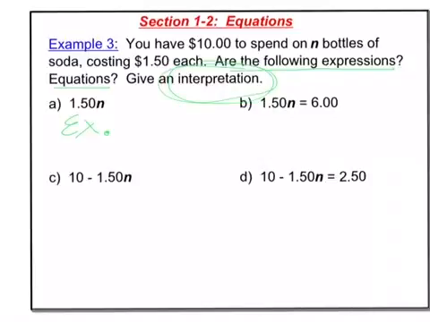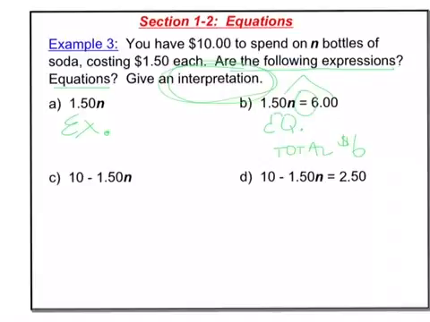And I'm not going to write all that. You can just follow along and jot that down if you want to. All right, B is an equation. There's an equal sign. It's comparing 2 expressions. And that situation would be the number of bottles you could buy and spending a total of $6.